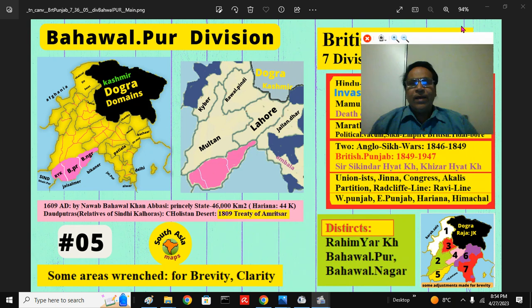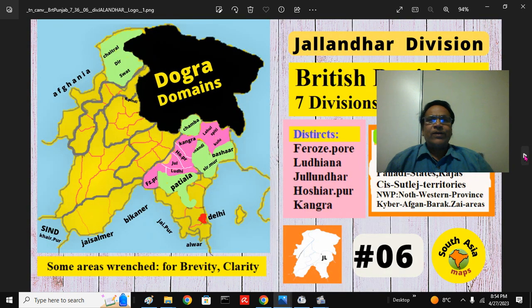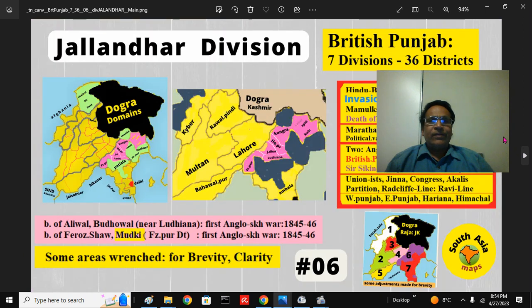And these are the 7 divisions. Sorry, we got the wrong one. Bahawalpur, we finished. Jalandhar, we are talking about the Jalandhar Division. So this is the one.